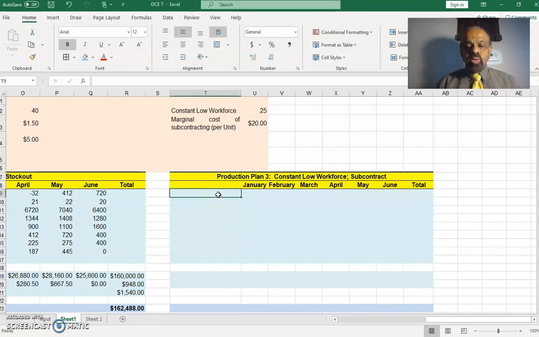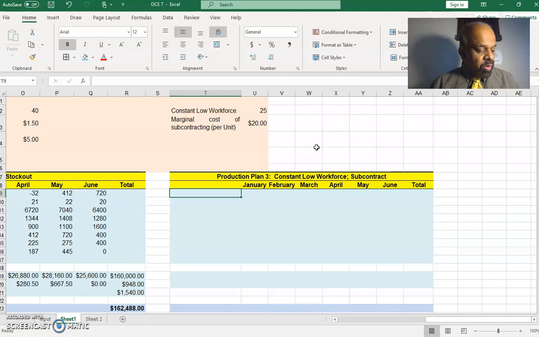So let's continue, and we're going to be looking at Plan 3. Here we're going to talk about constant low workforce and subcontracting. Now, constant low workforce of 25 is given here. That's what is given as an input. So we're going to be using 25 workers here. So let's look at how to go about it.